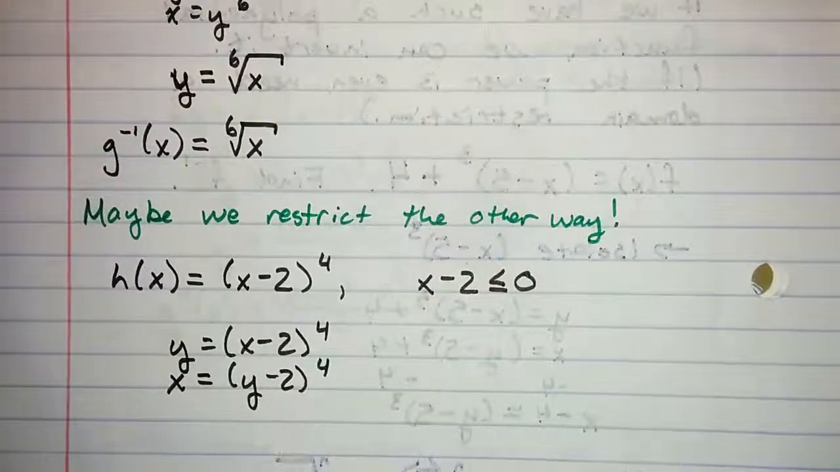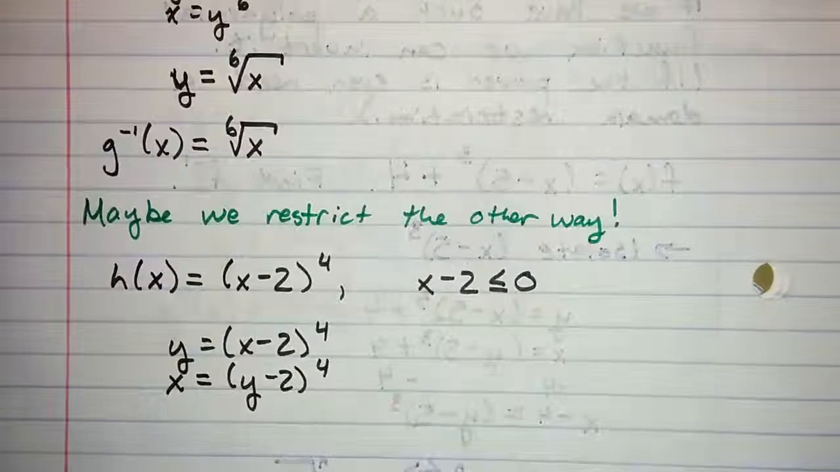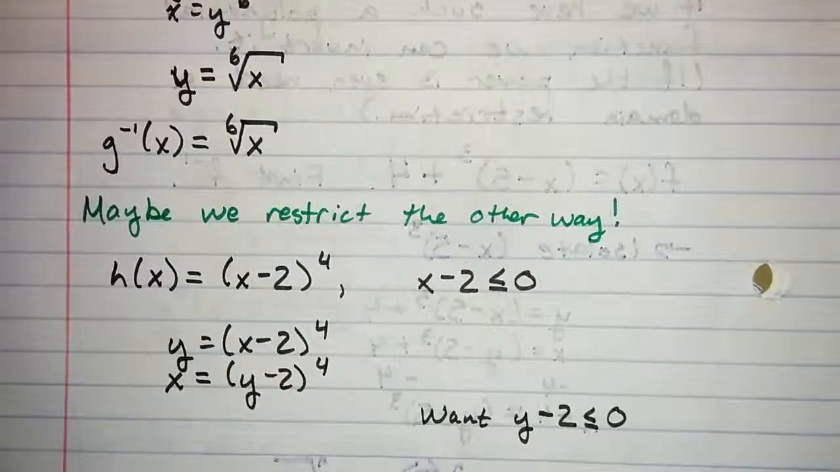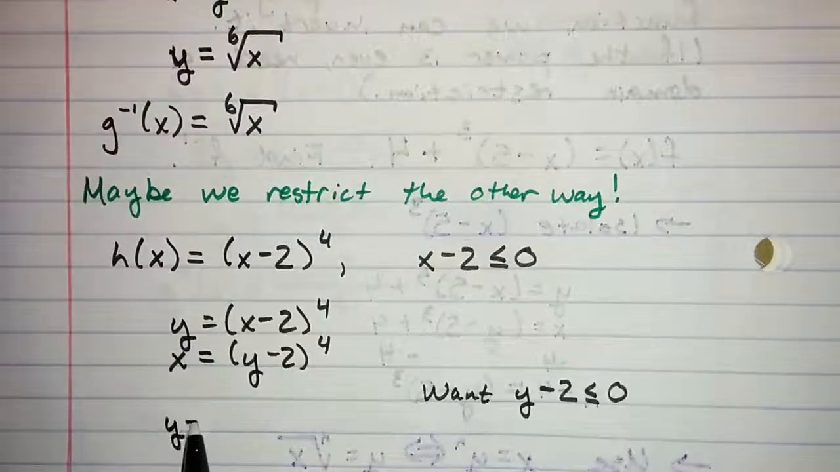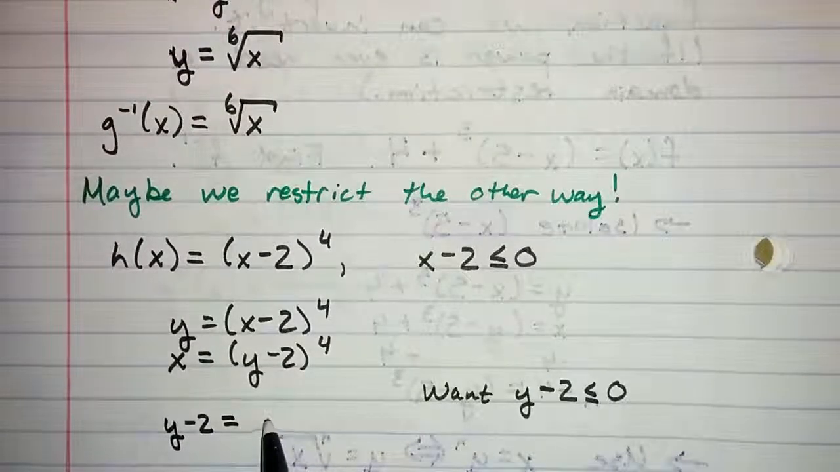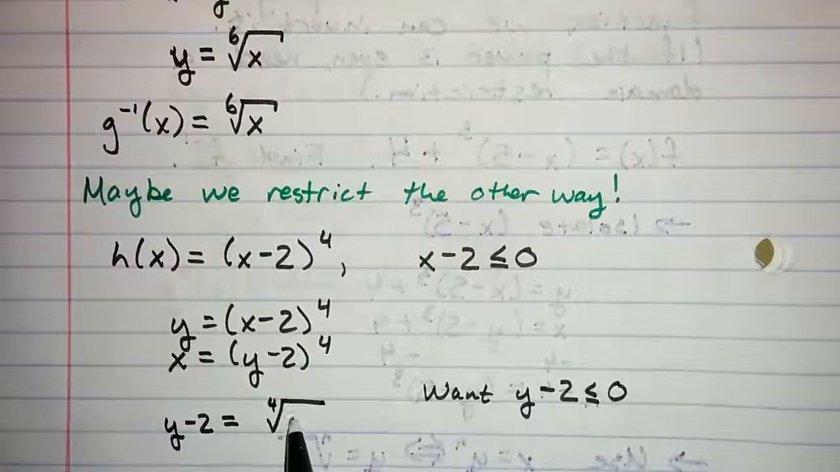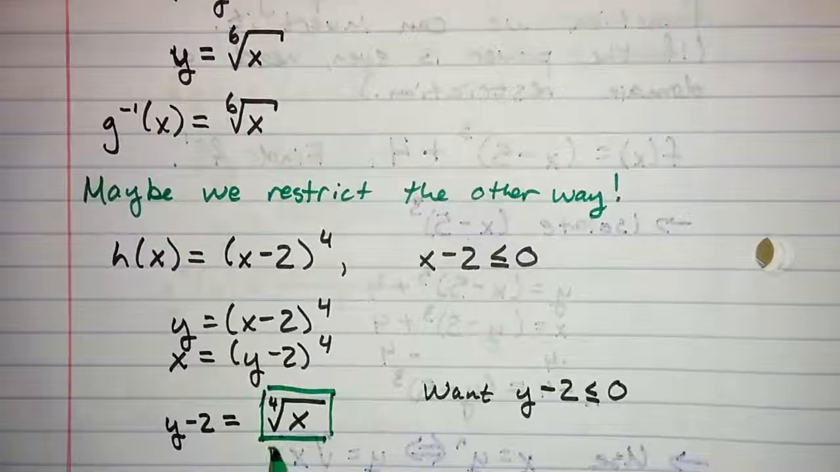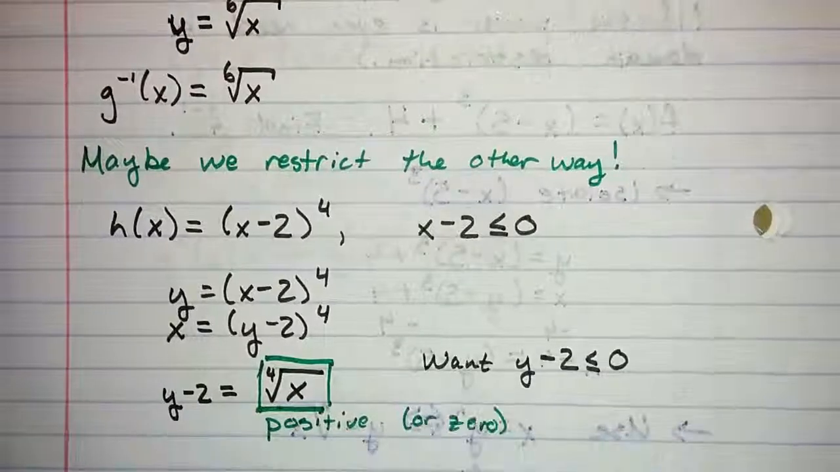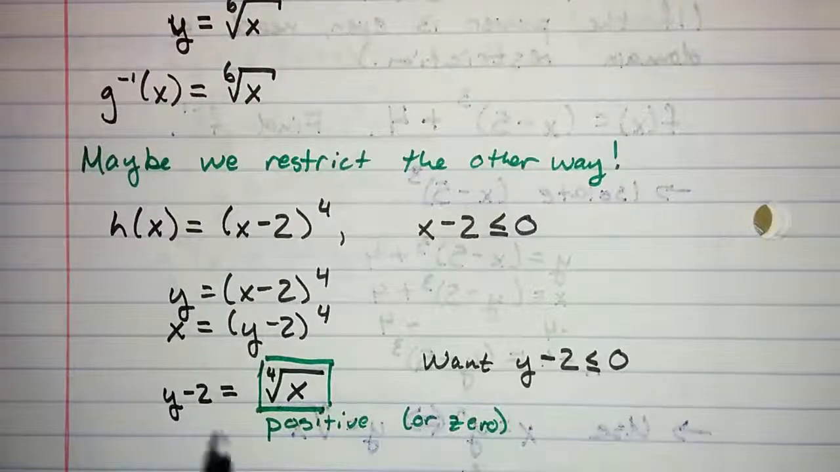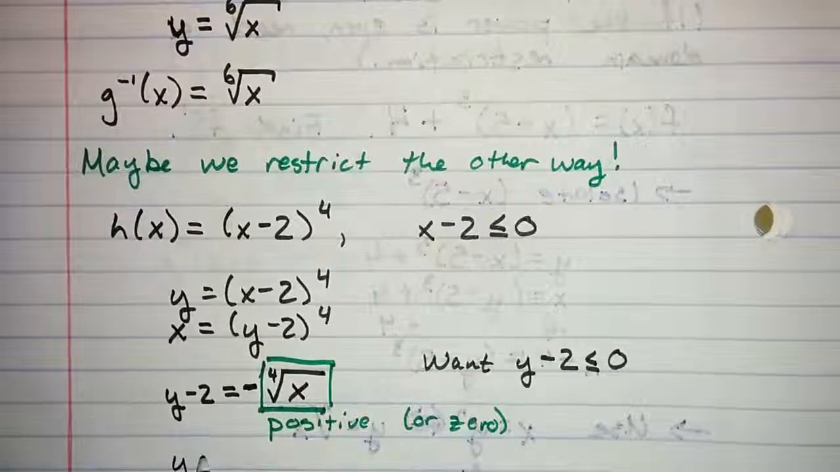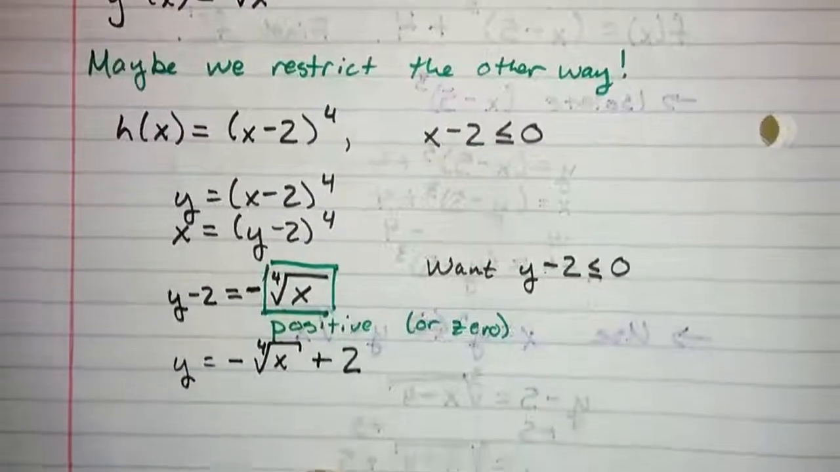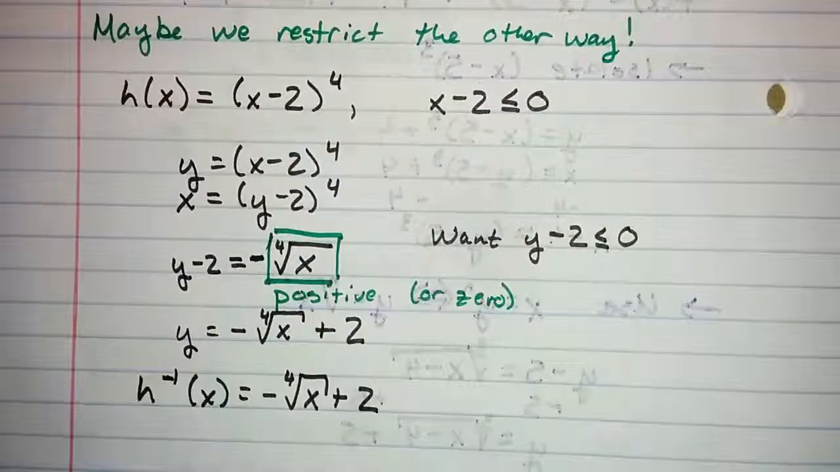But now, when we make the exchange, we want to have y minus 2 turn out to be a negative number. If we say that y minus 2 is just the 4th root of x, the 4th root of x is positive, or 0. So if we want y minus 2 to be a negative number, we throw a negative sign in there. And now we can add 2 to both sides and bring back our function notation. And that's all there is to it.